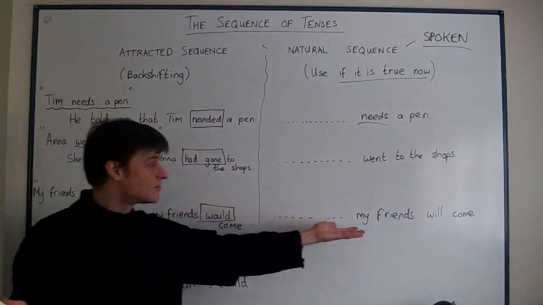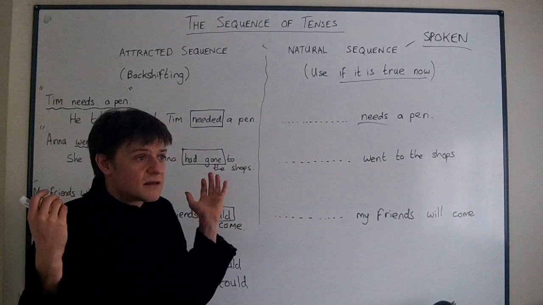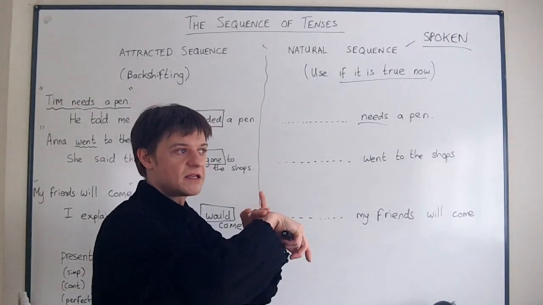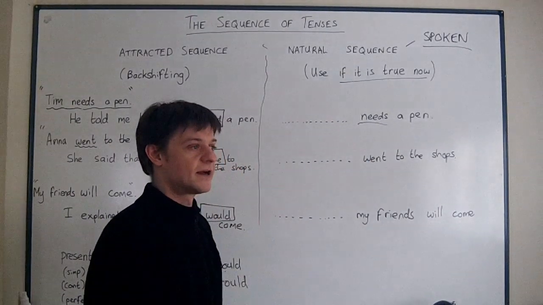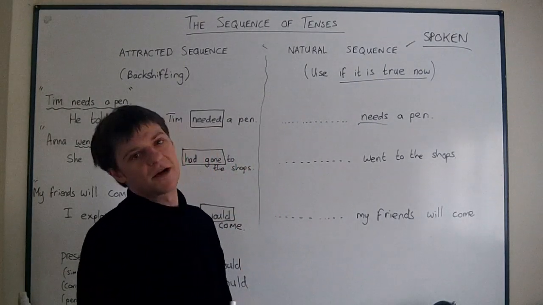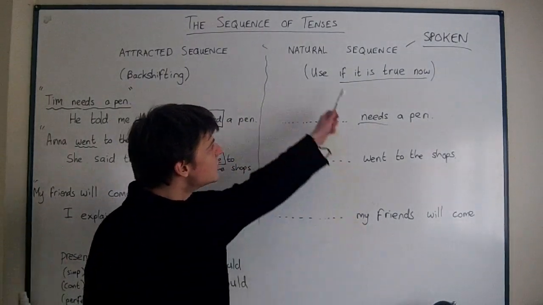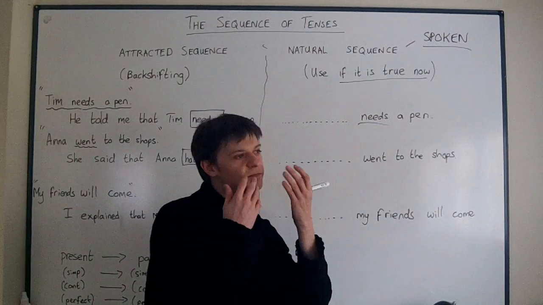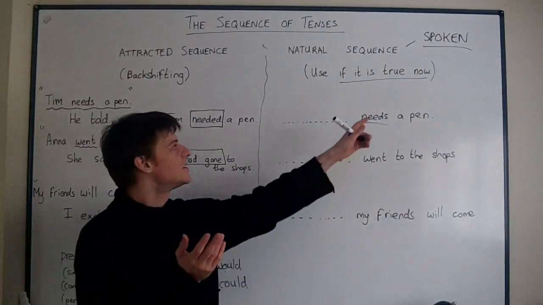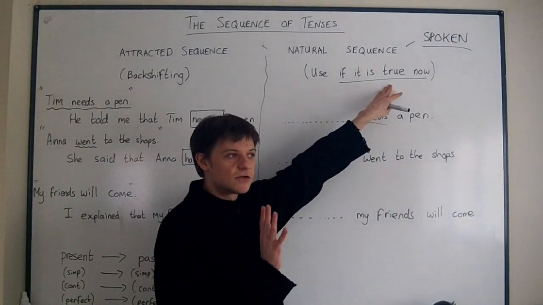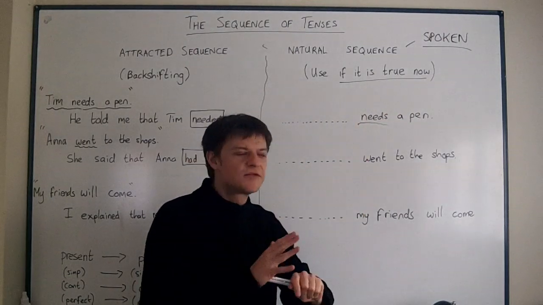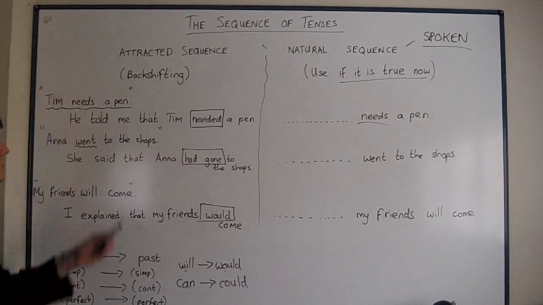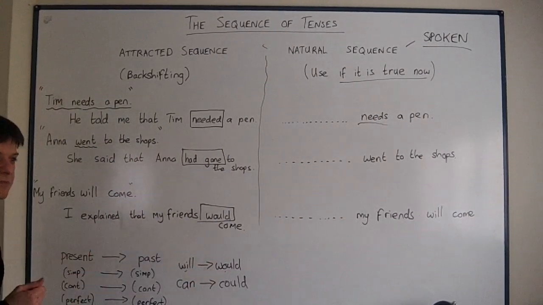And lastly, it is possible to say, I said they will come. If they still will come, you still expect them in 5 minutes, you can say, look, I said they will come, and they will come, because I mean what I said. Yeah, and so this natural sequence where nothing changes, it's possible, but usually in spoken forms, because in spoken forms it may be the case that it's still true now. But with most written forms, I would use the attracted sequence. I would move the tenses back.